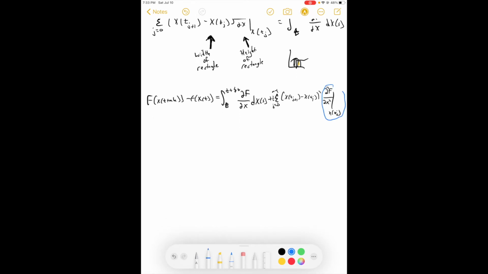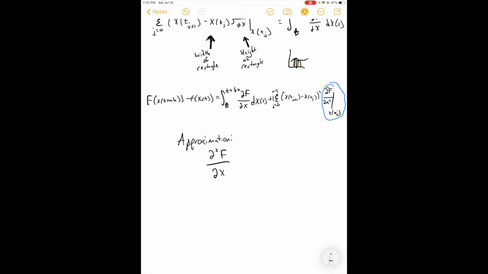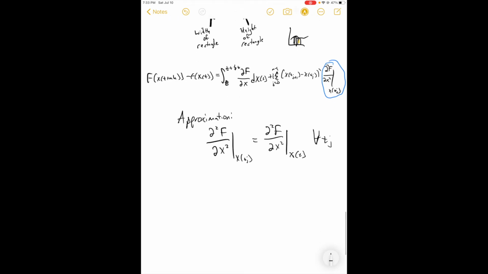Now I want to talk just about this. We're going to do another approximation. And that is, we're going to say that the second derivative with respect to x, when we evaluate that at x of t sub j, is equal to the second derivative of f with respect to x evaluated at x of t for all t sub j. And we can say that because it's the second derivative, it's pretty smooth, and this approximation is getting us as close as we really need to be.